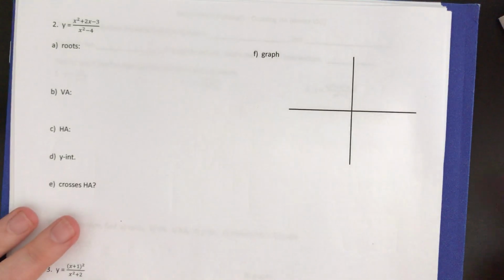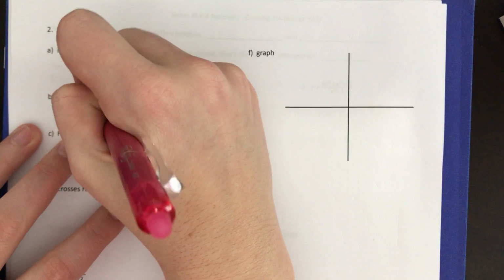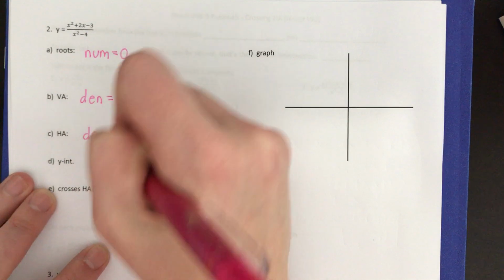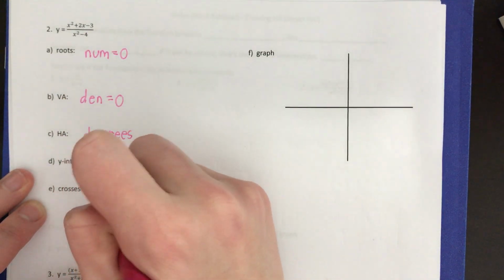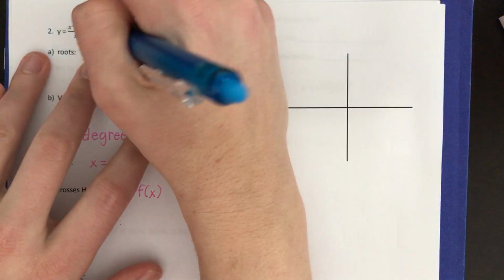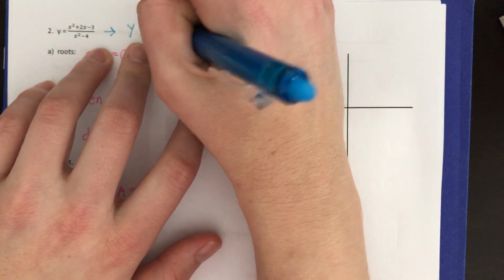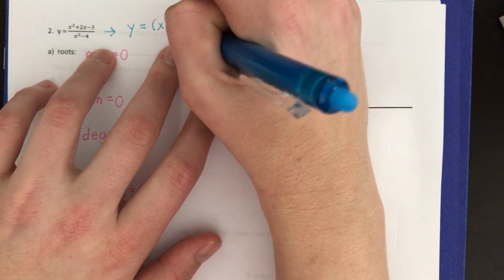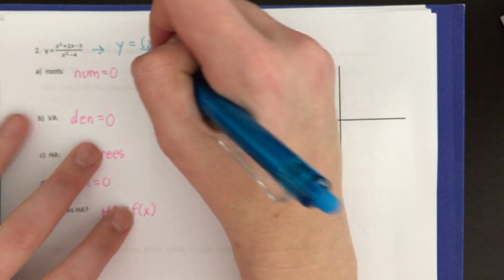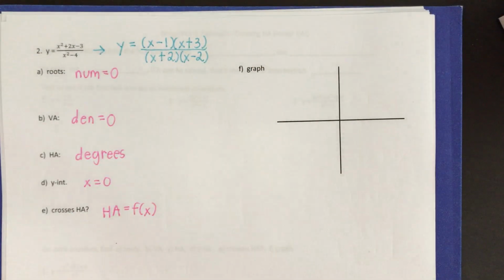Okay, so numerator equals 0, denominator equals 0, degrees, x equals 0, HA equals f of x. So let's try and factor first. The numerator is factorable. We would get x minus 1, x plus 3. Denominator also factorable: x squared minus 4, which gives x plus 2, x minus 2. We have that difference of squares, no holes.